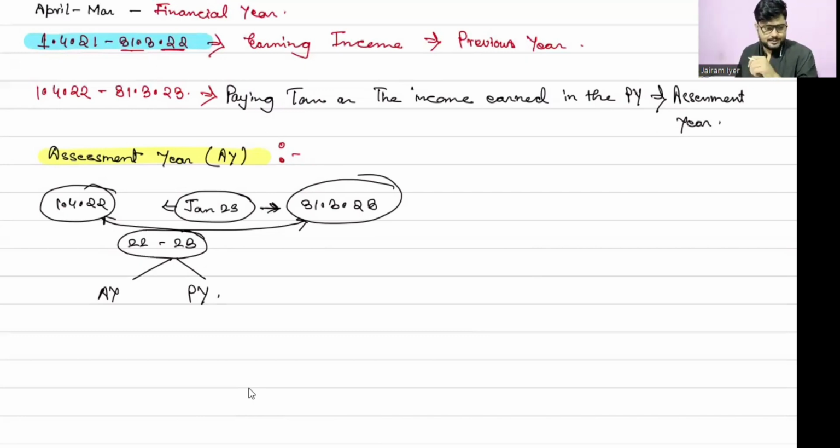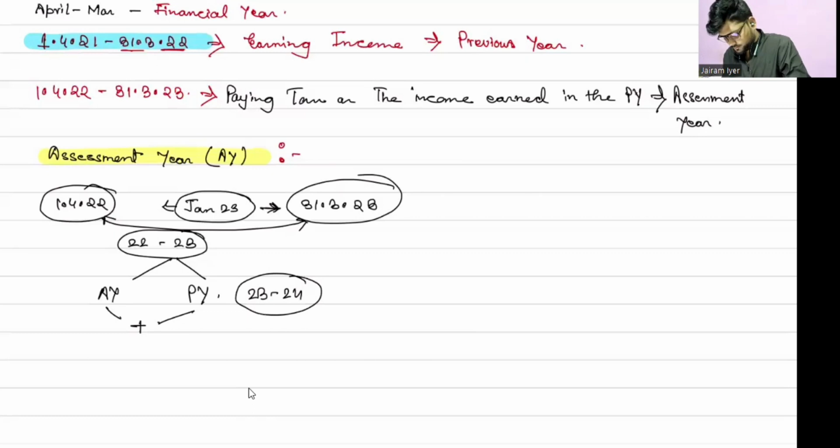ये साल क्या है? असेसमेंट ईयर है, प्रीवियस ईयर है, हो सकता है, नहीं हो सकता, उसकी भी बात कर रहा हूँ. Sanjana was correct. Okay. So Sanjana, can you explain why you said it is both? Sir, it is a previous year for the year 23 to 24, and it is an assessment year for year 22 to 23. Assessment year for year 22 and 23, and it will be the previous year for 23 and 24. Correct? Yes. Very correct.